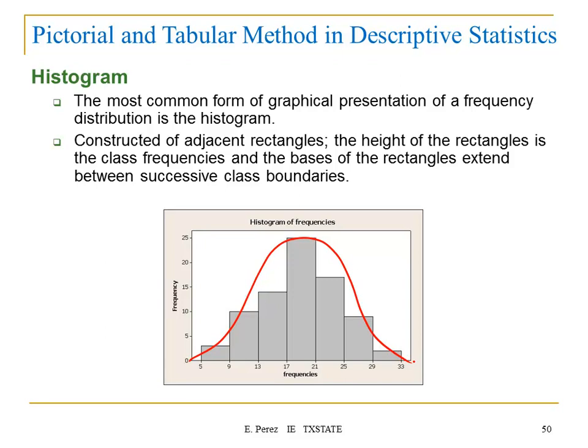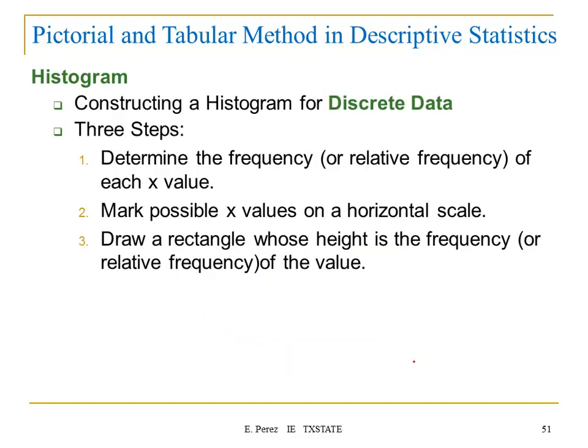But before we get to that point, again, a histogram is the most common form of graphical representation of a frequency distribution, constructed of adjacent rectangles. The height of the rectangles is the class frequency, and the bases of the rectangles extend between successive class boundaries. So how do we construct a histogram from discrete data?